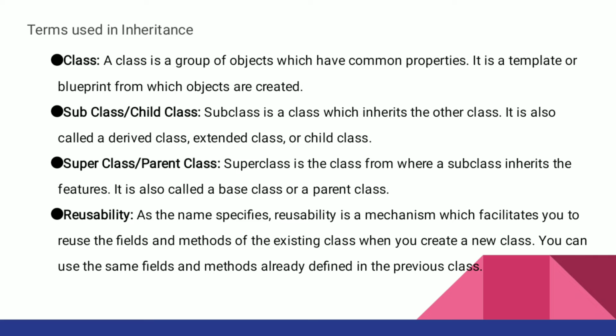Next is superclass or parent class. A superclass is known as a parent class. It is a class from where a subclass inherits the features. It is also called a base class or parent class. Next is reusability. As the name specifies, reusability is a mechanism which facilitates you to reuse the fields and methods of the existing class. When you create a new class, you can use the same fields and methods already defined in a previous class. This is the term of inheritance.